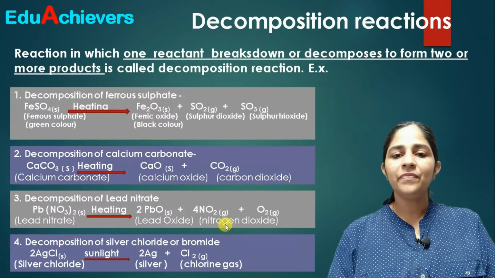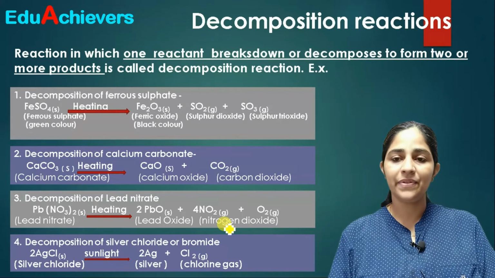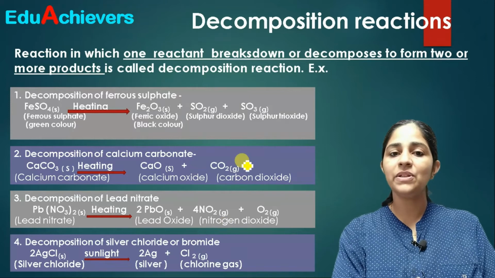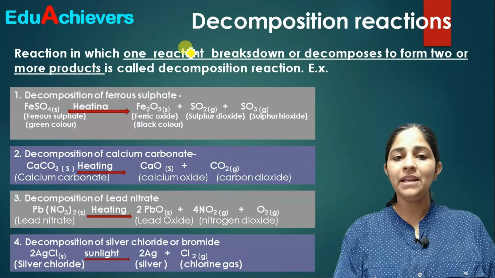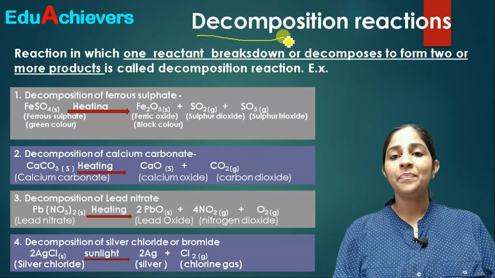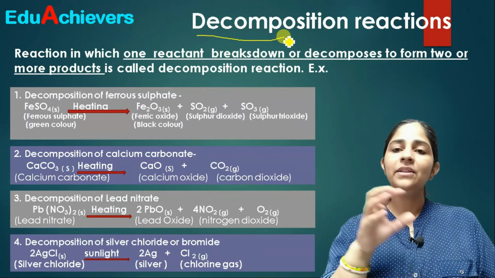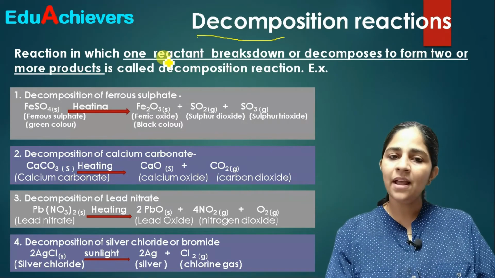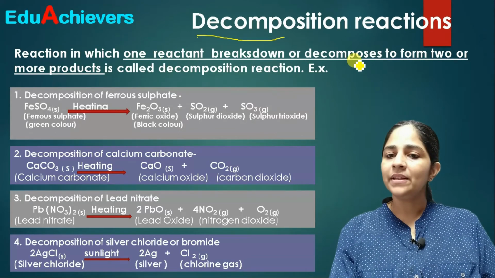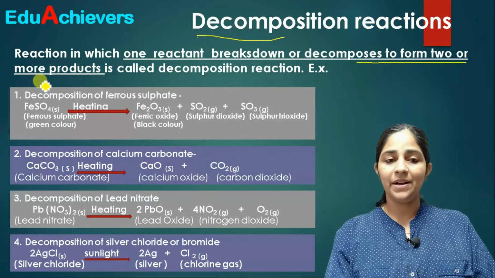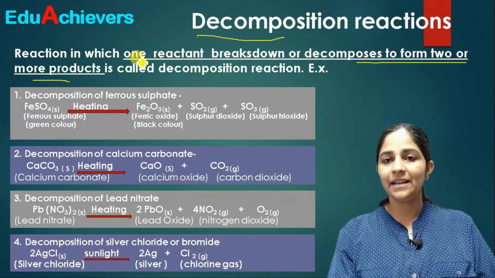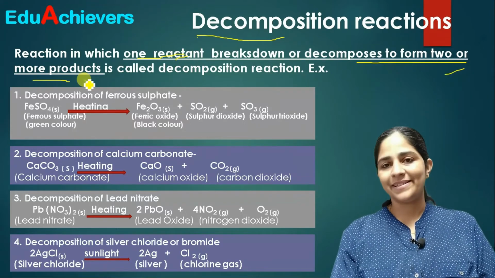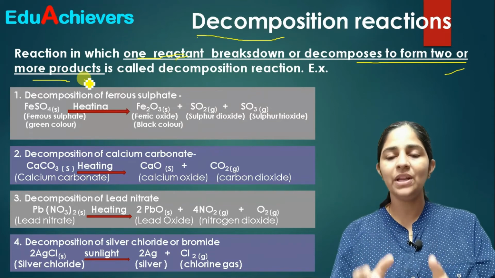Now moving on, when we talk about decomposition reactions, what is the word itself saying? Decomposition means getting broken down into smaller components. In this reaction, one reactant gets broken down, decomposes, to form two or more products. So this is called a decomposition reaction.